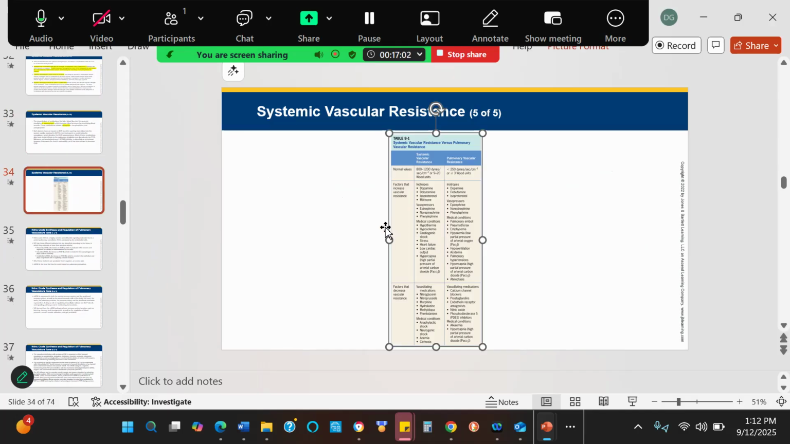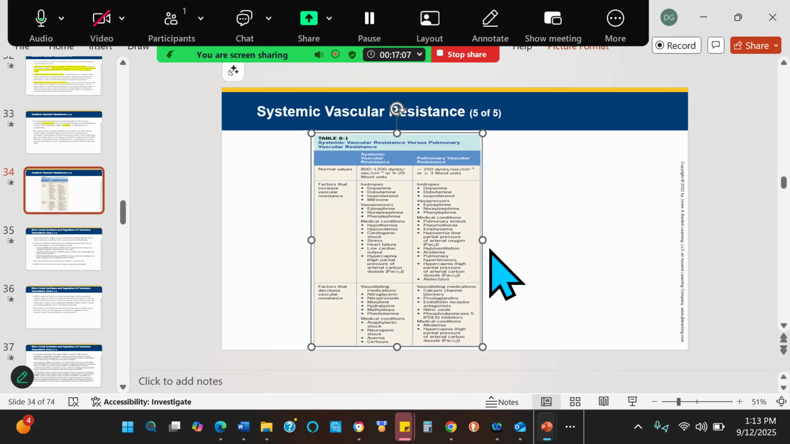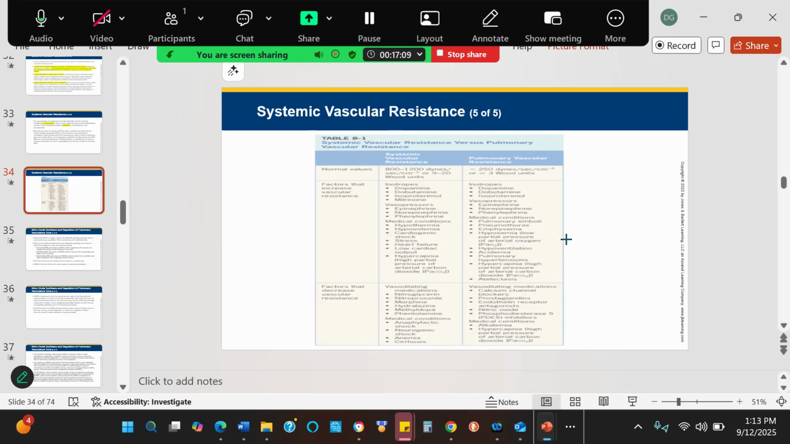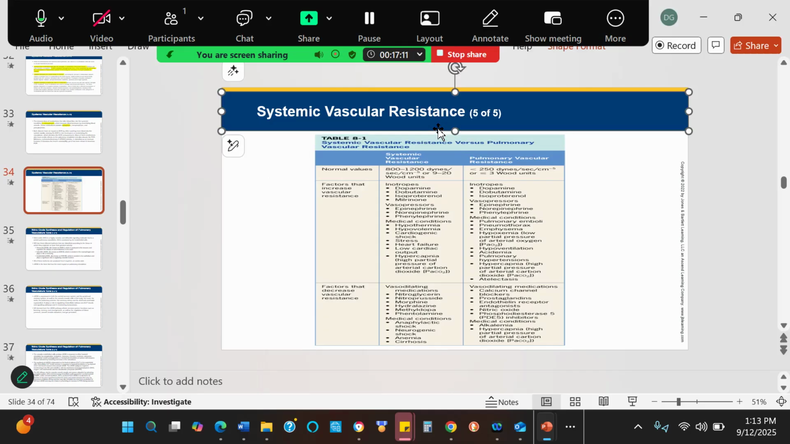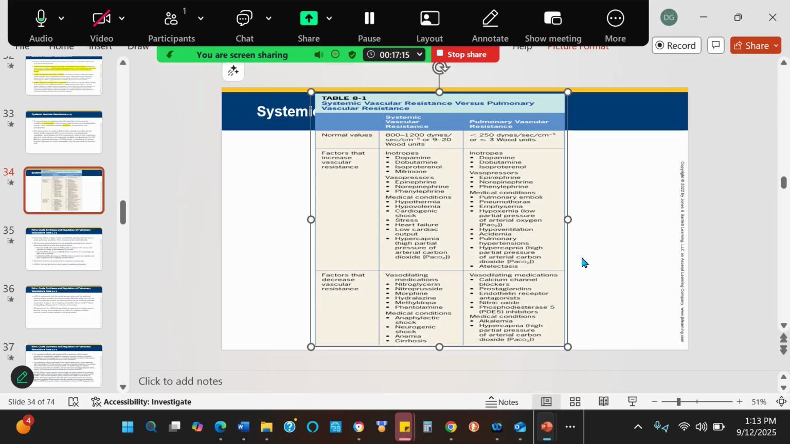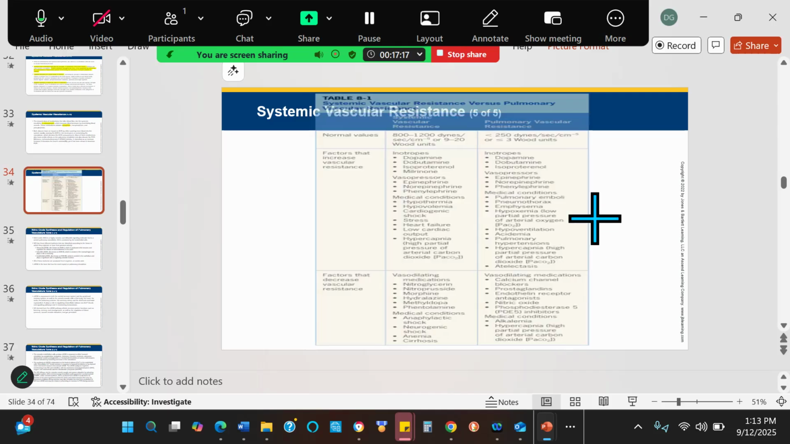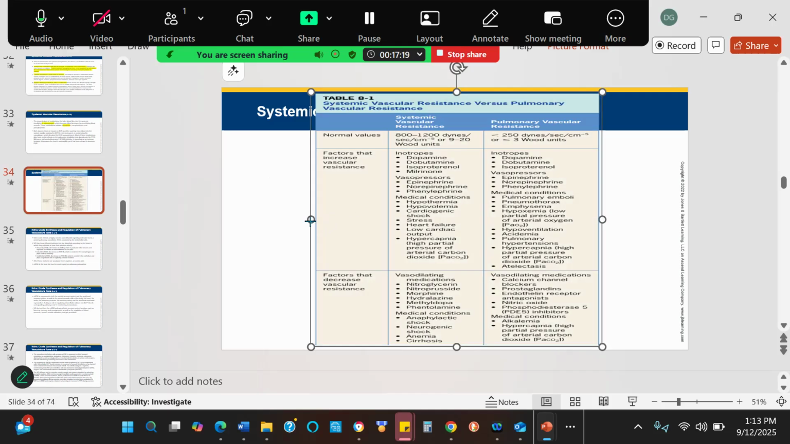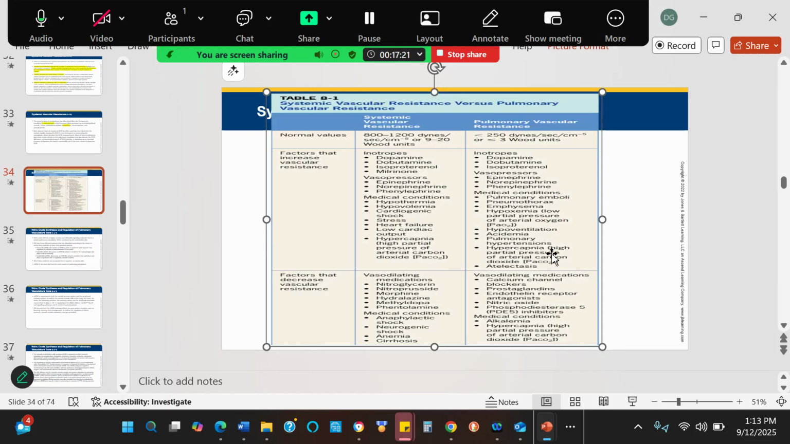And here we have systemic vascular resistance versus pulmonary vascular resistance. Man, that is a lot more information than you need at this point in your training. But I will just enlarge it here so you can at least see it. Dopamine is a very common medication that you might as well learn that name right now. Dopamine, we use that to raise the patient's blood pressure when they're in trouble.